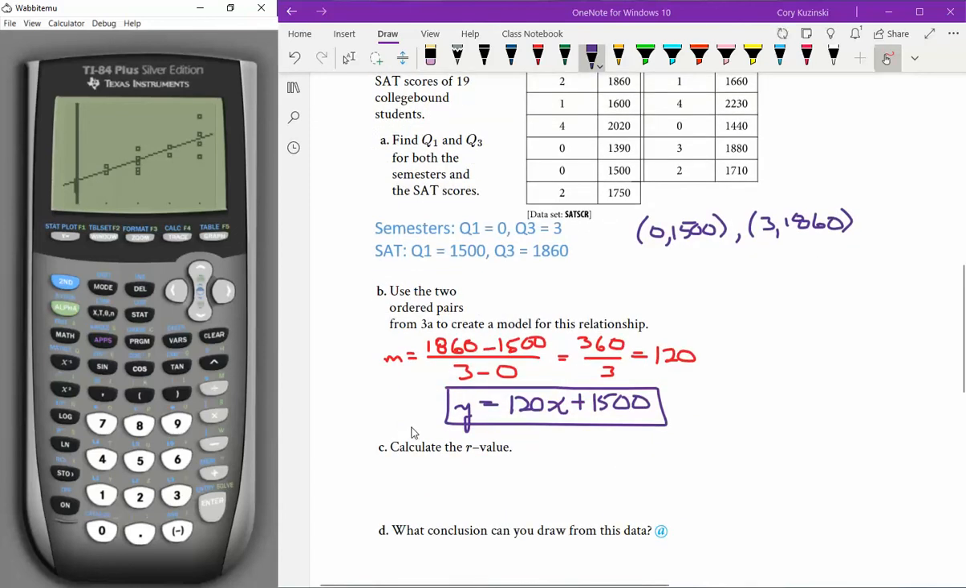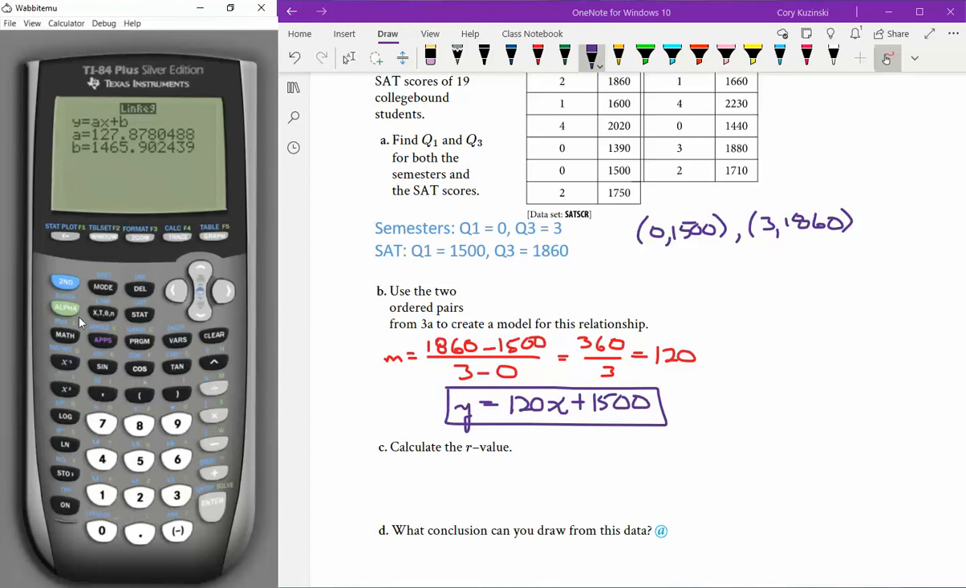Calculate the R value, the strength of the correlation, which I think is pretty weak here. We're going to go stat, calculate, linear regression, option number 4. I got L1 for my X list, L2 for my Y list. Calculate that. It gives me a slope and a y-intercept, which is close to what I have, but it does not give me an R value.